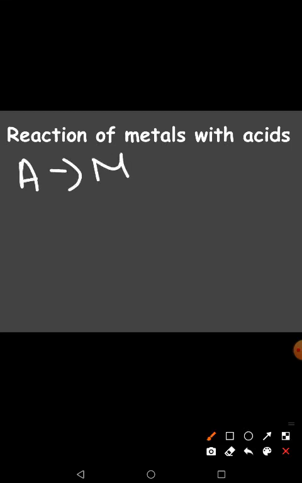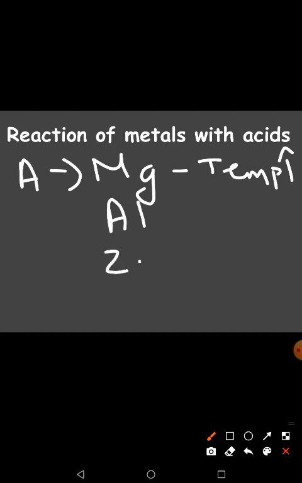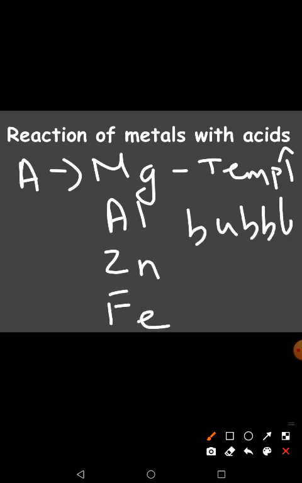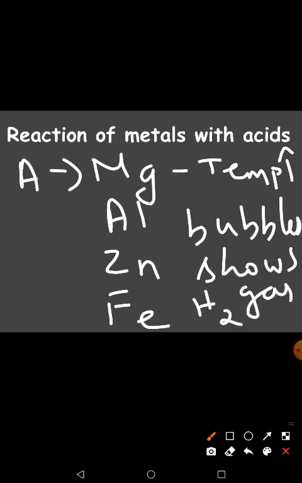So when you do like this, you will find that test tube A, in which we had magnesium, will have the highest bubble formation rate, and the temperature will be recorded highest there, followed by aluminium, and then by zinc, and then by Fe. The bubbles that are formed in these test tubes show the liberation of hydrogen gas evolved, right? With copper, you will not find any reaction taking place.